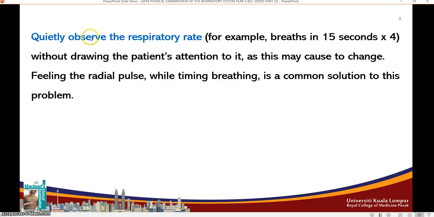Next, observe the respiratory rate without drawing the patient's attention to it. For that, what you can do is feel the radial pulse while timing the breathing. For example, the number of breaths in 15 seconds times 4 will tell you the patient's respiratory rate in 1 minute.